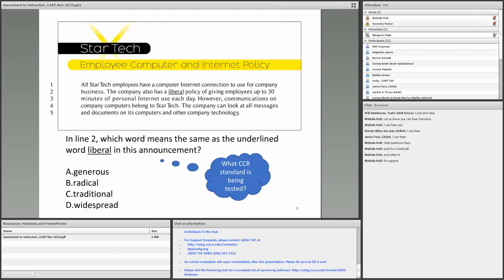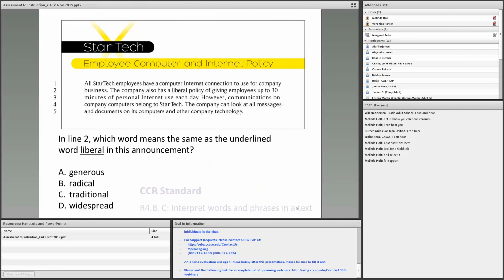Okay, you guys aren't participating, but that's okay. I will answer the question for you. The standard is interpret words and phrases in a text. So it's R4, okay, at the B and C level. So they're looking at the word liberal. What is the meaning of the word liberal in this text?